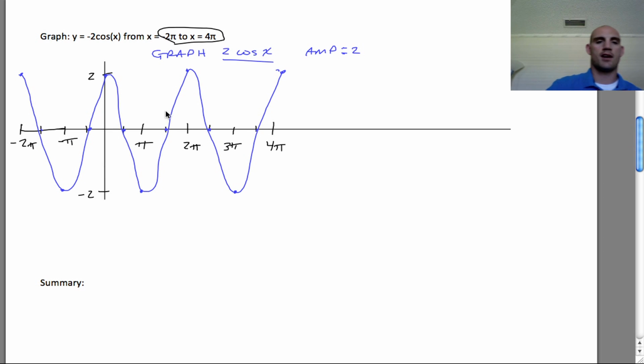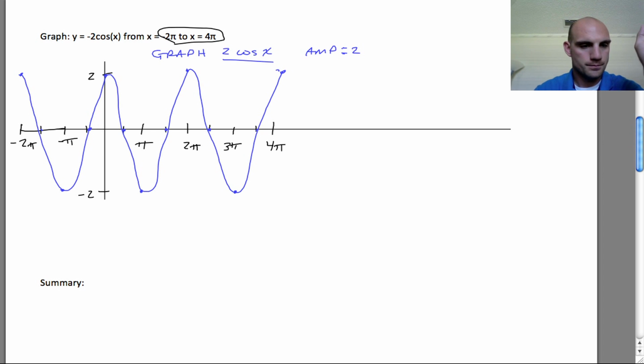Because this cosine graph, it starts high. It starts at its maximum amplitude. Halfway between where it reaches its minimum, it crosses the x-axis. So it's 1, 2, 3, 4, 5 points per cycle. Then I have another cycle. 1, 2, 3, 4, 5. Another cycle over here. 1, 2, 3, 4, 5.